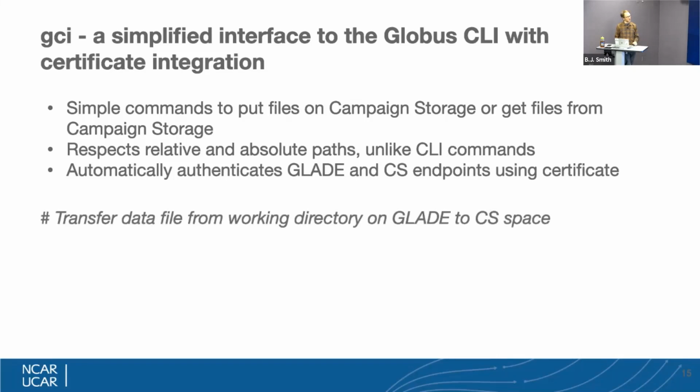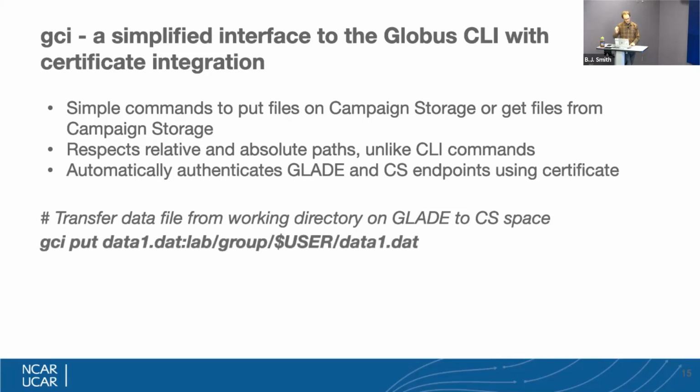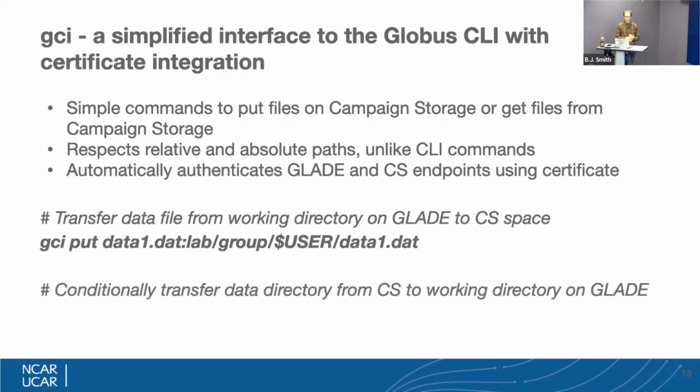And just to give you a little flavor of how these look. If I wanted to transfer a data file from a working directory on Glade to a campaign storage space, it would be GCI put, and then the data file, and then a colon, and then the path to what I want the data file to look like on campaign storage. So it's a lot smaller syntactically than the Globus transfer command.